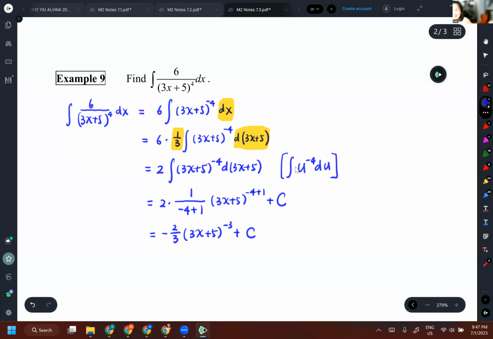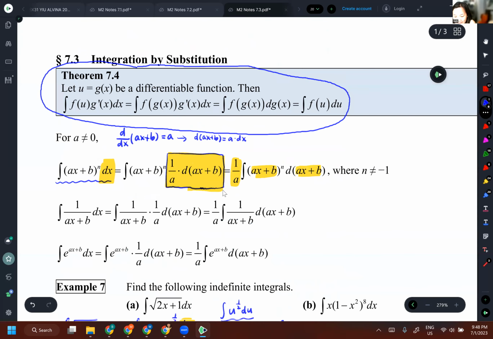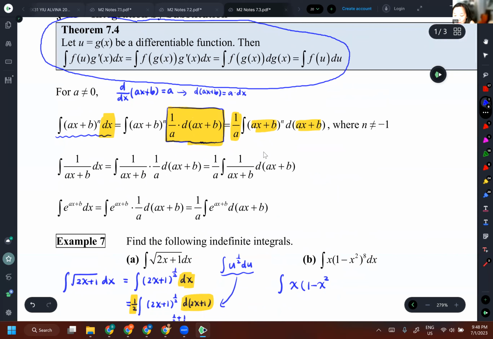Okay. Let's go back. Let's go back. Apart from this type, you can also do it in this way, like this one. If you have 1 over ax plus b dx, in order to use formula C, you want to change dx to 1 over a d(ax plus b).